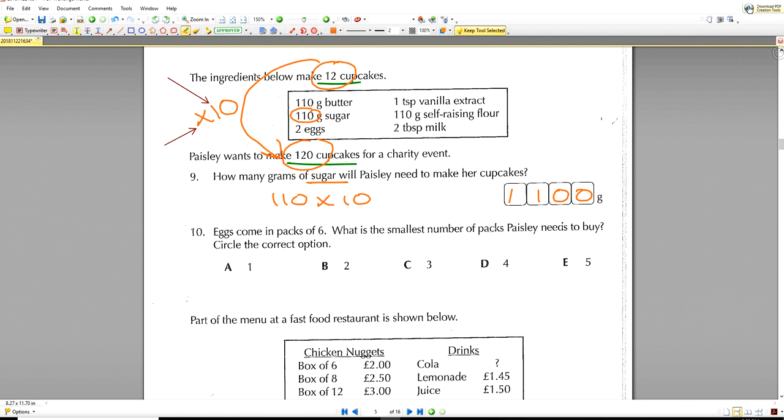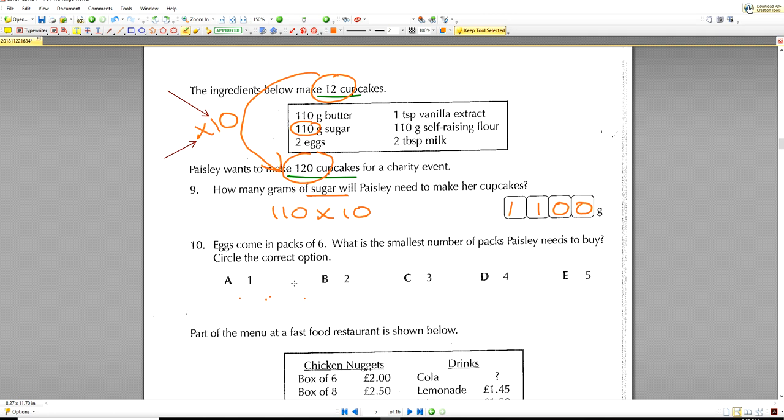Okay, so now we've got 2 eggs. Oops, I need the right tool. Oh, okay, give me a second. My tool's gone a bit. Okay, so we've got 2 eggs needed. Well, let's just pause this video a second.